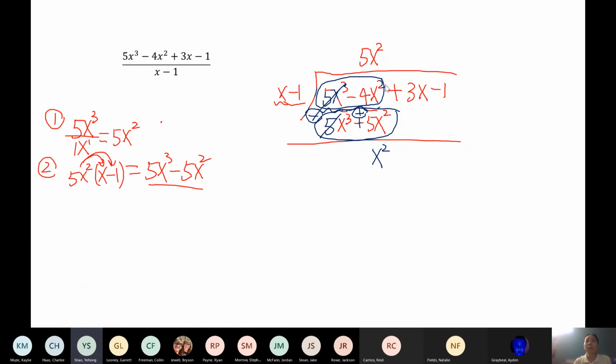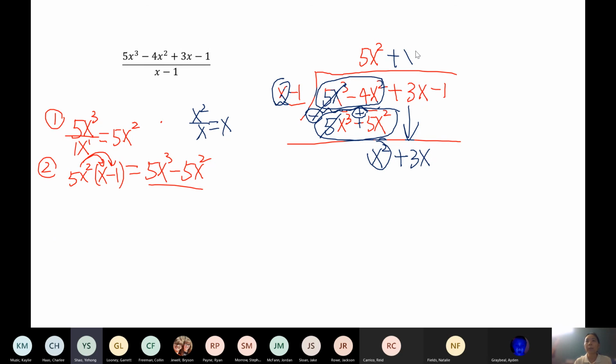Okay, so the first round of division, multiplication, and subtraction is done. Now we bring down plus 3x. So we repeat this whole process again. We're going to figure out how many times x goes into x squared. So you take x squared divided by x. That gives you x.